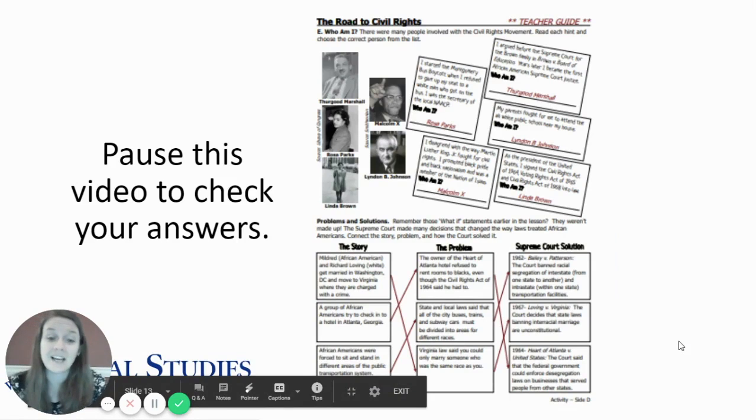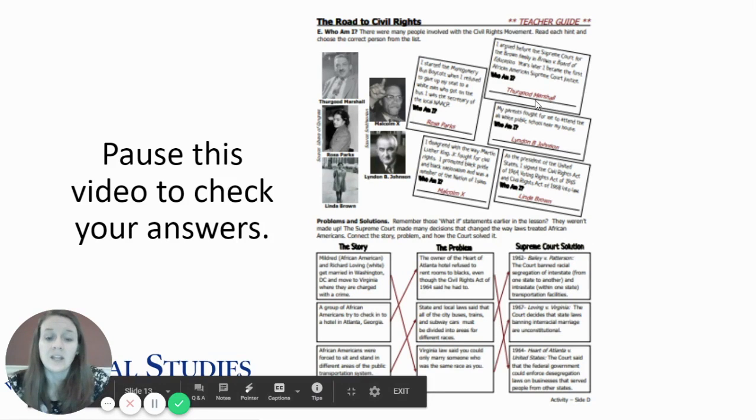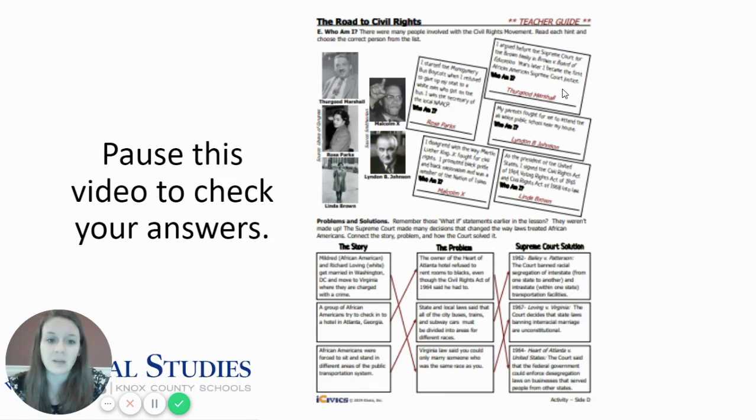Then you had to decide which of the civil rights leaders was represented in the quote, okay? The first one on the left side was Rosa Parks. Beneath her is Malcolm X. Going back up to the top is Thurgood Marshall. Then you have Lyndon Johnson, and then you have Linda Brown, okay? And then here you can see the lines that they have drawn between the story, the problem, and the Supreme Court solution.